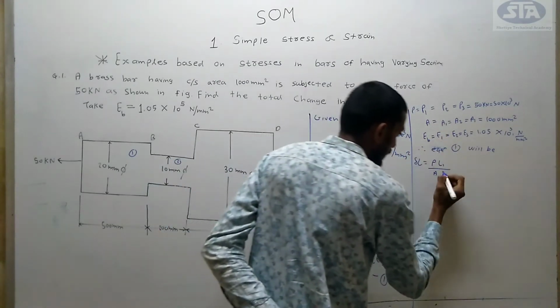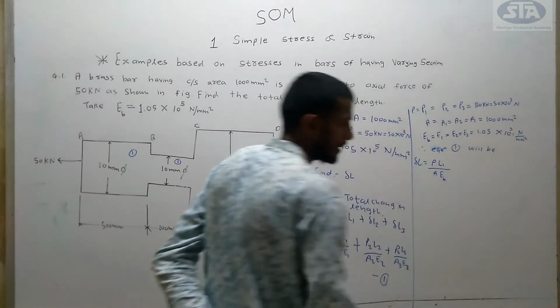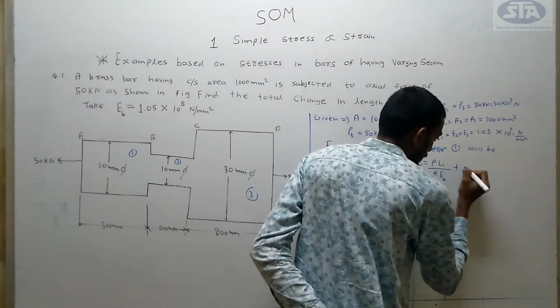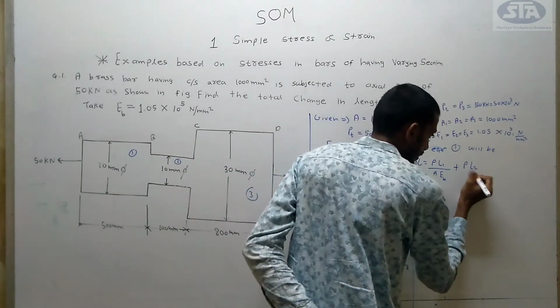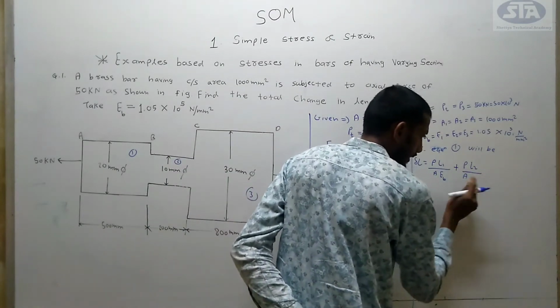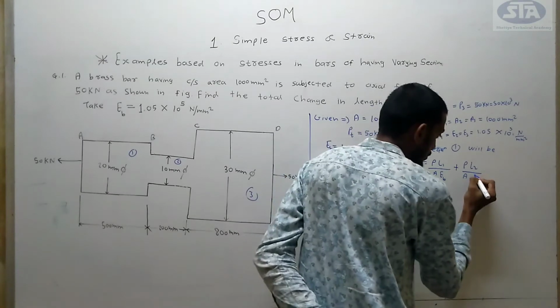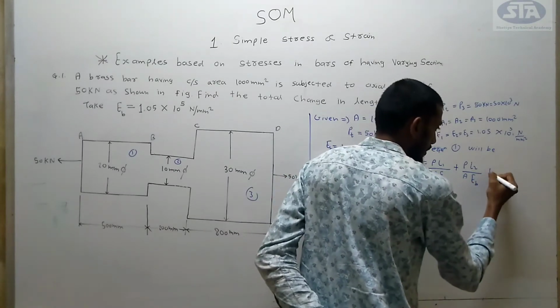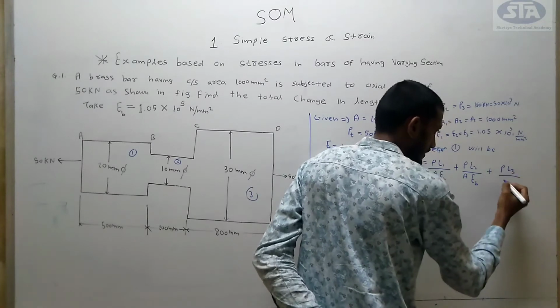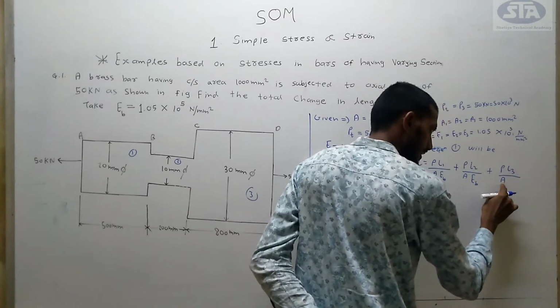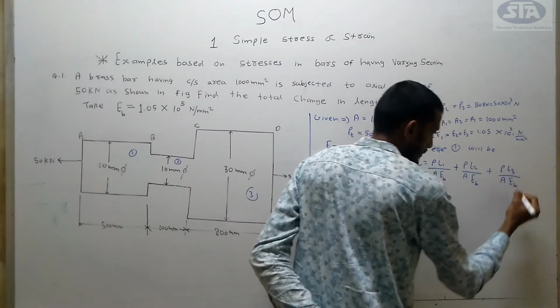E1 can be written as E to the base B. Similarly, P2 can be written as P. L2 remains as it is, and area 2 will be written as A. E2 can be written as E to the base B. Similarly, P3 can be written as P. Length 3 again remains as it is. Area 3 can be written as A, and E3 can be written as E to the base B.